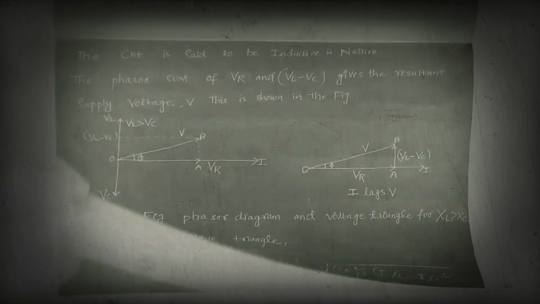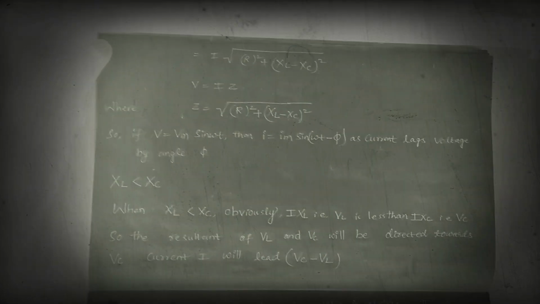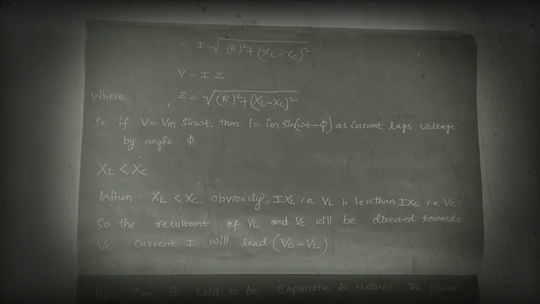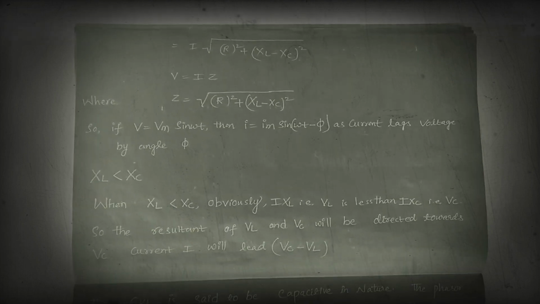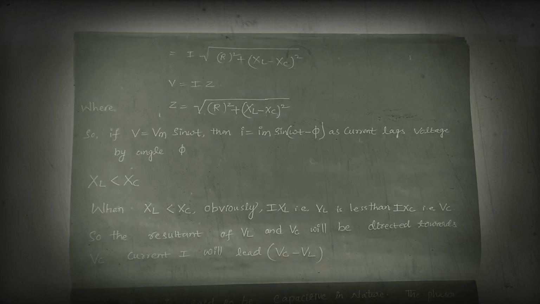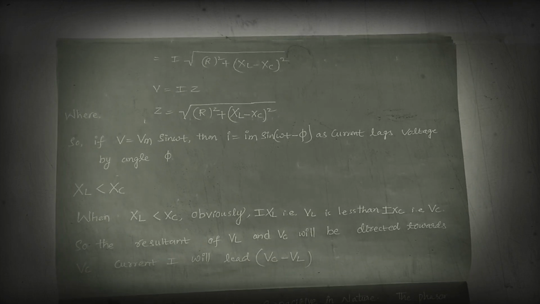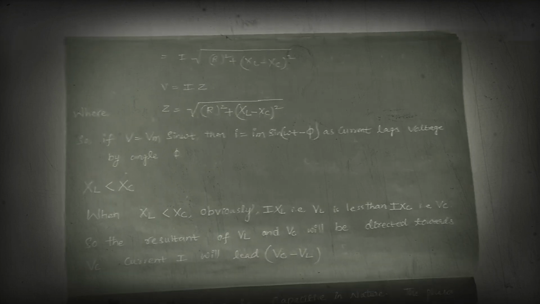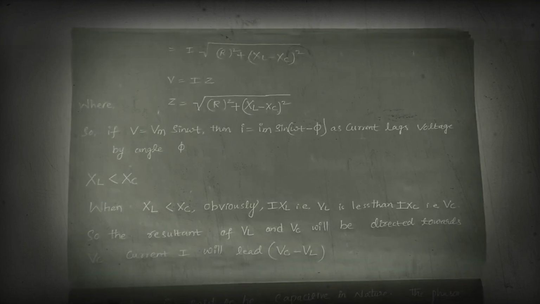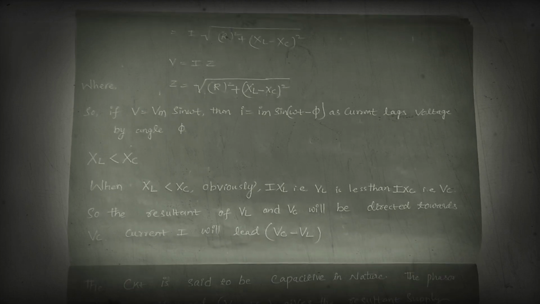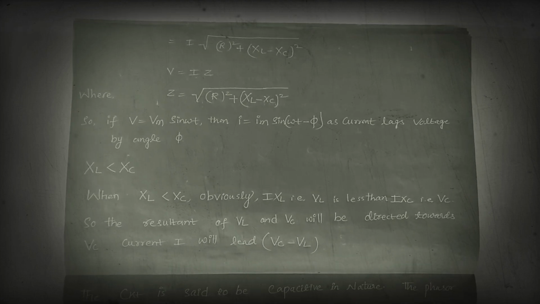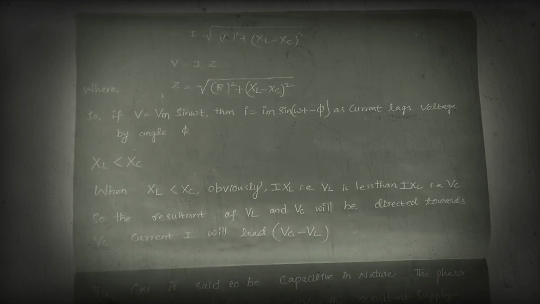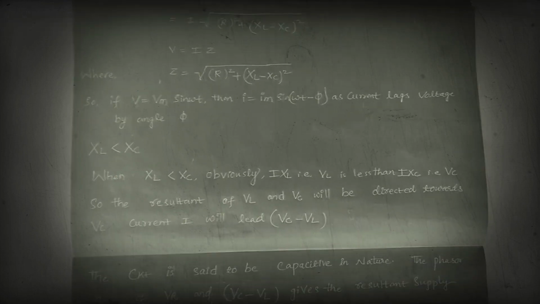Next, by doing some mathematical manipulations, we get I times square root of R square plus XL minus XC whole square, because here I is taken as common, so V equals I into Z. Therefore Z equals, where we know the impedance formula, Z equals square root of R square plus XL minus XC whole square.